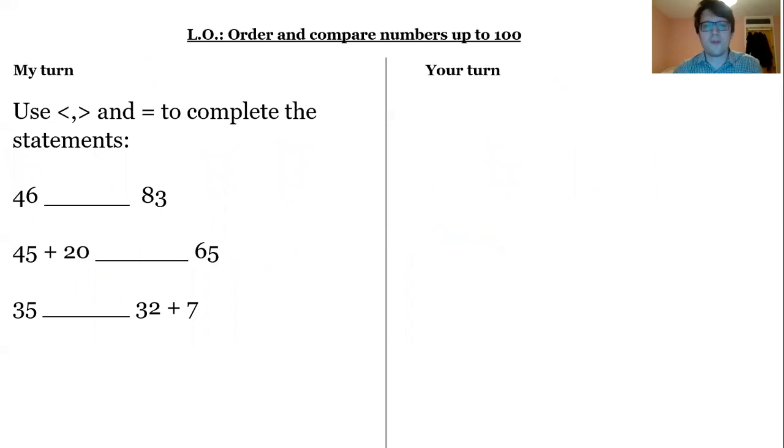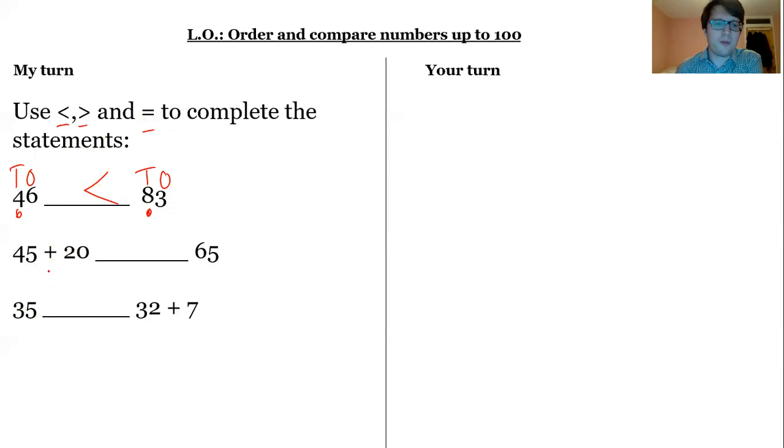Okay, so we've just ordered numbers. Now we're going to compare them. So I can use these inequality signs, less than, greater than, equals to signs, to help me to compare numbers. So 46 and 83, well, again, let's put in my tens and ones. I can see very clearly 8 tens is greater than 4 tens. So 83 must be greater than 46. And I always try to remember when I'm doing these signs, the bigger end points to the bigger number.